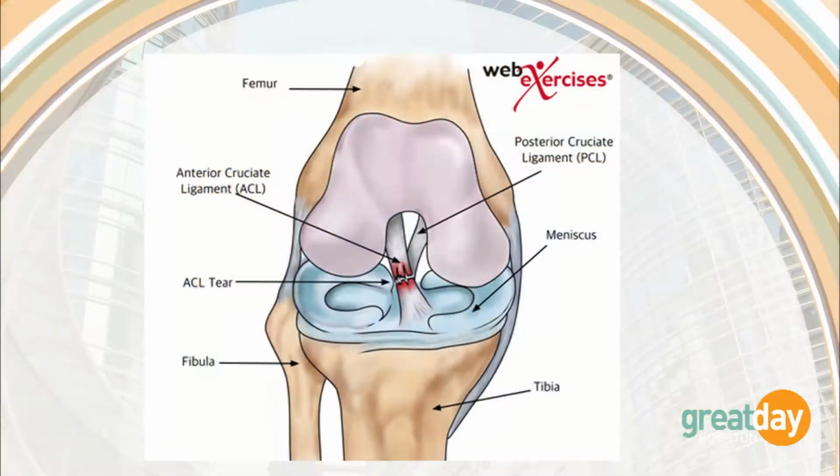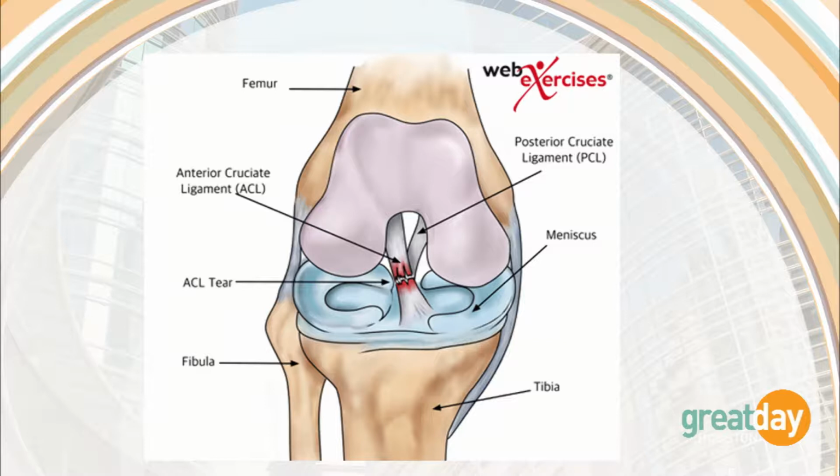Right. And it's usually a non-contact type of twisting, pivoting motion on the knee that can cause this. Oftentimes people feel a pop or immediate swelling, and they're not able to put weight on it. And then you feel buckling or your knee's giving way. Those are telltale signs that you may have torn your ACL.